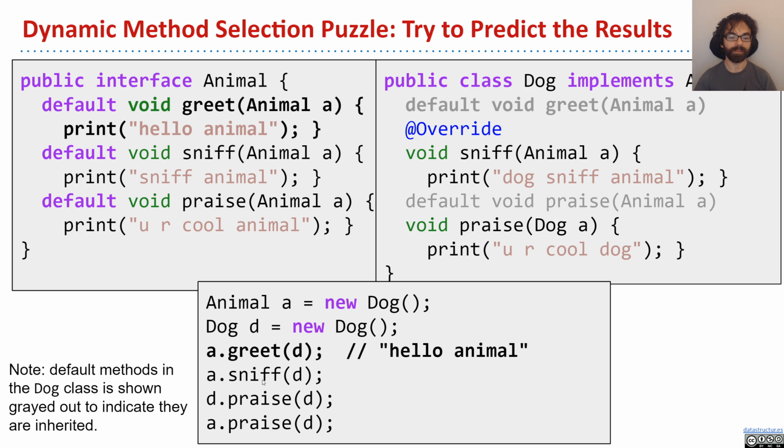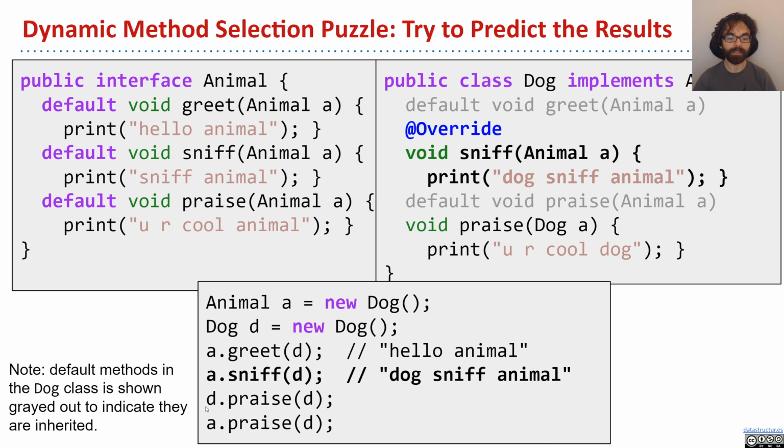How about sniff? Well, if you're sniffing a dog, or if you're sniffing this right here, it seems like what I said earlier, right? Because the dynamic type of this a variable is dog, and we're overriding the sniff method, well, in that case, it's dog sniff animal, right? This is just like what we saw, where if we have an SLList in a list memory box and we call the print method, well, we're going to call the SLList's version.